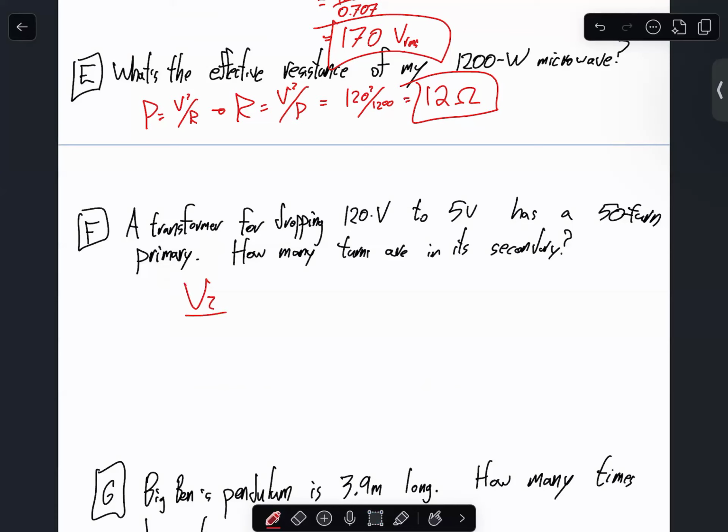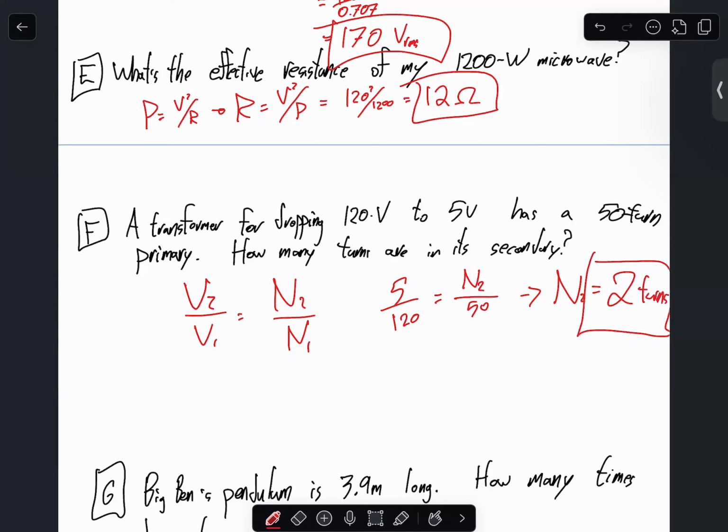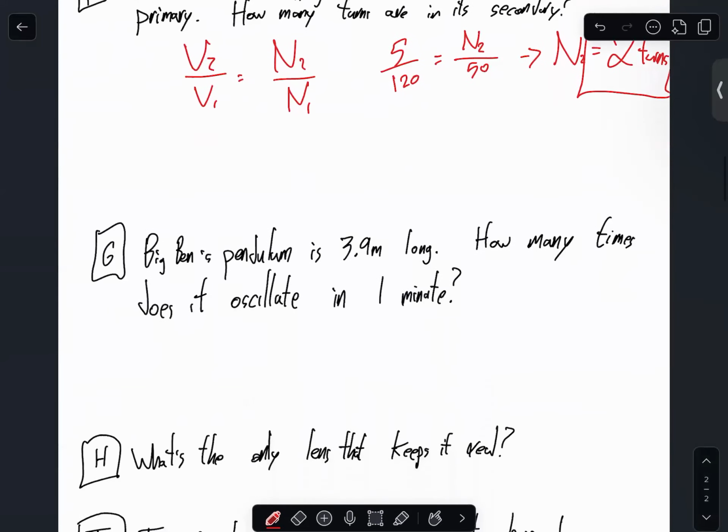V2 over V1 equals N2 over N1. Or you could say 1 over 2 equals 1 over 2, doesn't matter. Output over input equals output over input. And this does not end up as a round number, so I'm going to round it to about 2 turns. Yeah, it must be. You just took the reciprocal of both sides for me, or vice versa.